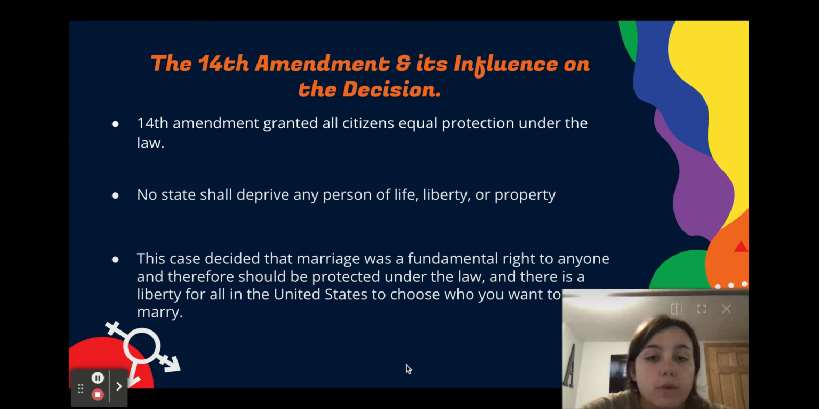So, what is the 14th Amendment and its influence on the decision in this specific case? The 14th Amendment granted all citizens equal protection under the law, and that no state shall deprive any person of life, liberty, or property. So, in this case, they decided that marriage was a fundamental right to anyone and therefore should be protected under the law. And there's a liberty for all people in the United States to choose who they want to marry.